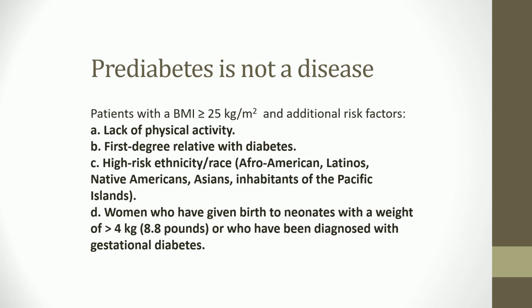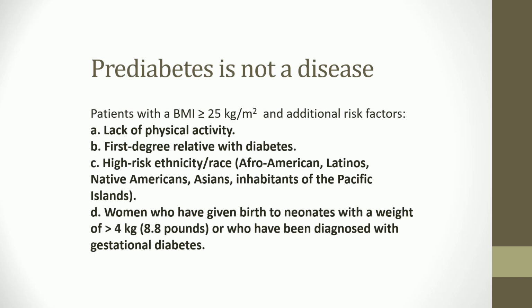A high risk ethnicity, so here we find African Americans, Latins, Native Americans, Asians, and inhabitants of the Pacific Islands. Women who gave birth to neonates with a weight of over 4 kilograms or 8.8 pounds. This is, of course, a macrosomic baby, a very big baby, and they usually are born because of an increase in insulin when they were gestating, when they were being formed.